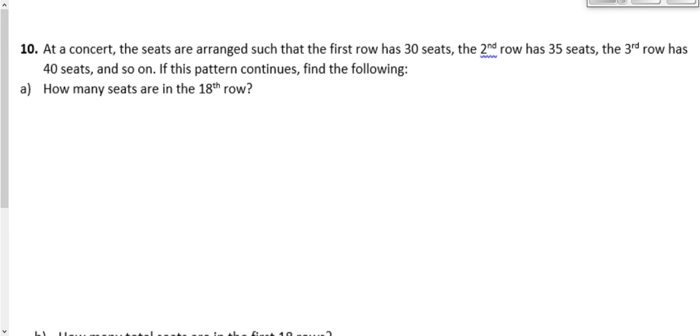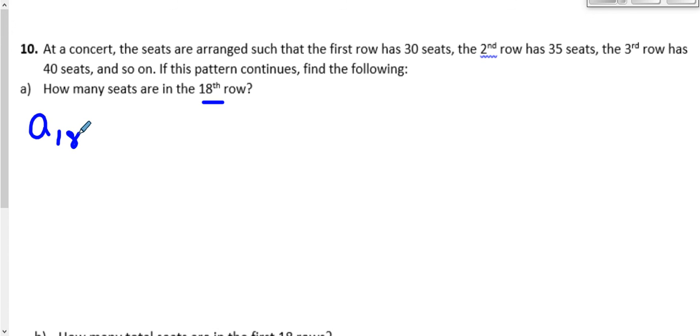We're going to take a look at the concert that's happening. The seats are arranged so that the first row has 30 seats, the second row has 35 seats, the third row has 40 seats, etc. And the pattern continues. We're going to have to find how many seats are in the 18th row. So we're looking for a sub 18.